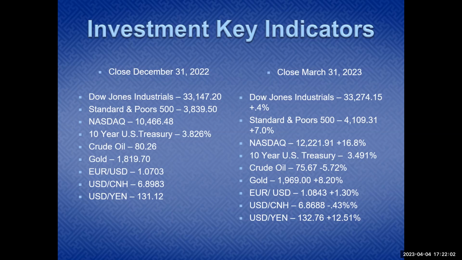And then finally, the final three is the currency markets: the relationship of the euro to the United States dollar, the relationship of the United States dollar to the Chinese yuan, and the relationship of the United States dollar to the yen. As you can see, the United States dollar has been holding firm as always to these three currencies. In other words, the dollar is very strong these days.